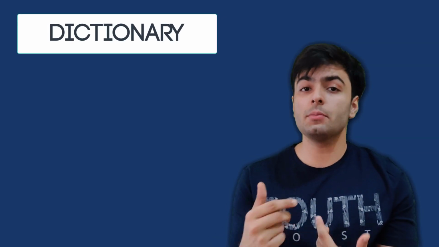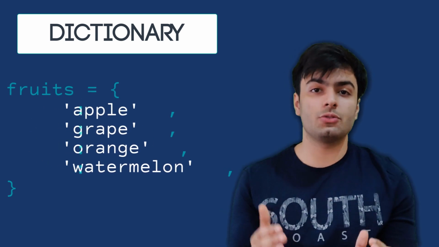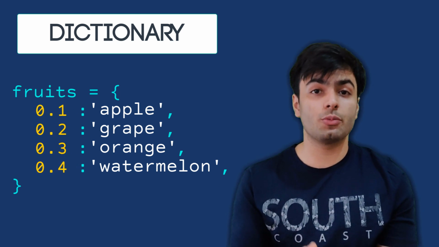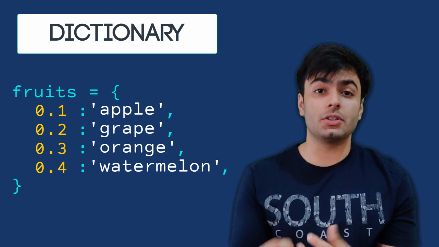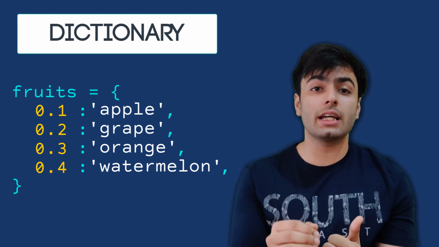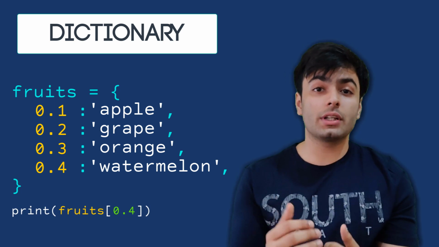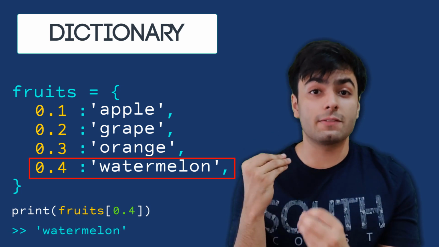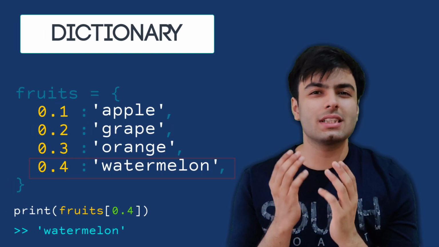So let's take the same list of words apple, grape, orange, and watermelon, place them as values in the dictionary, and assign the respective keys of 0.1, 0.2, 0.3, and 0.4. Now we can access these elements using their keys. So if we were to execute the statement print fruits square bracket 0.4, then we would get watermelon on our output. This is because watermelon, the value, has a key of 0.4. So how do we use this information to sort our string alphabetically?